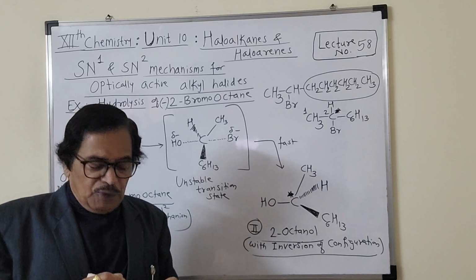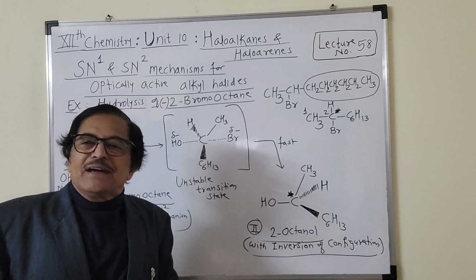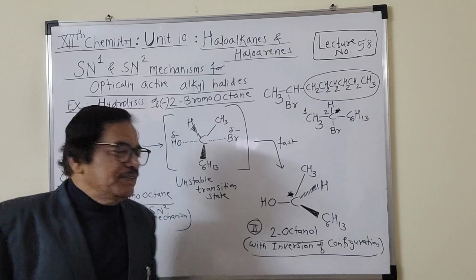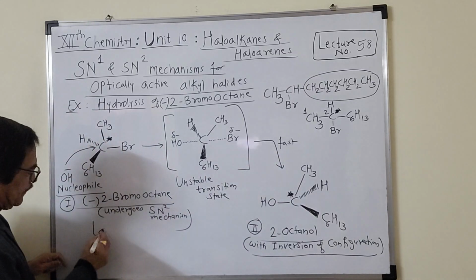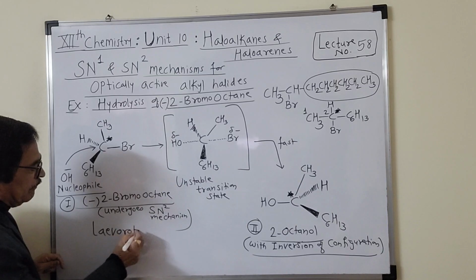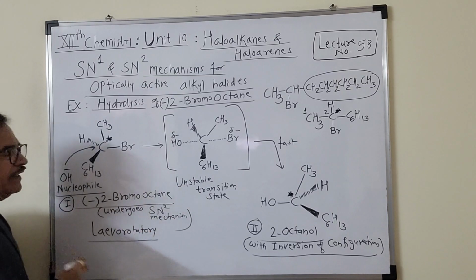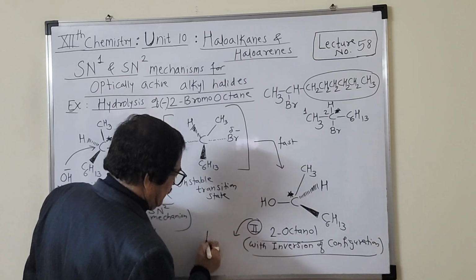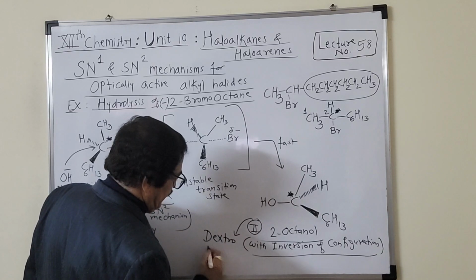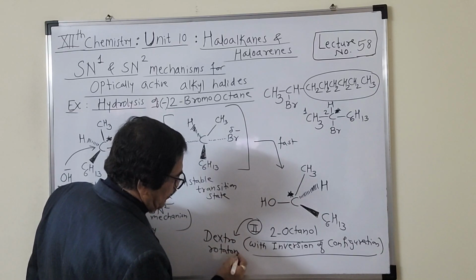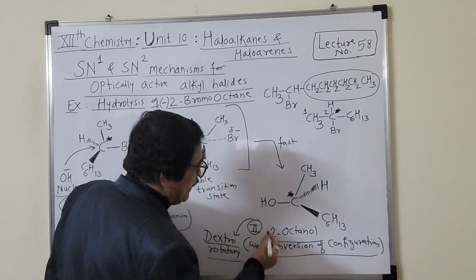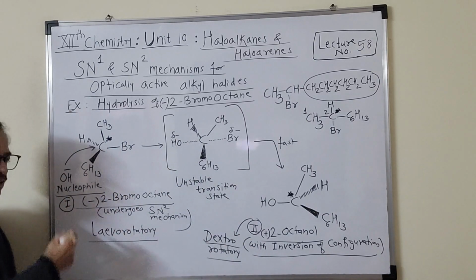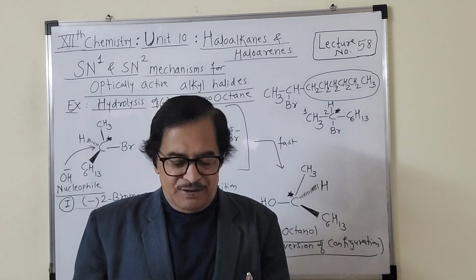So no doubt, because of that the optical activity will also reverse. Right? If this is showing levorotation, then the product will be dextrorotatory, a total difference. So we write plus, that is, dextrorotatory will be formed. If this is minus, the product formed will be plus.